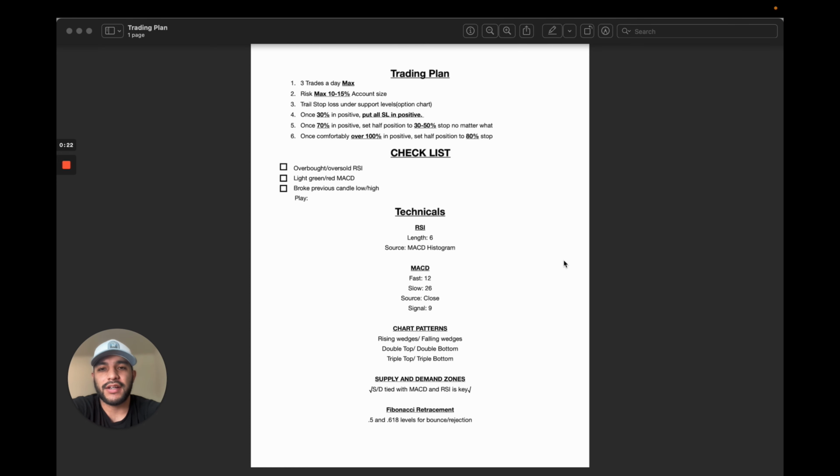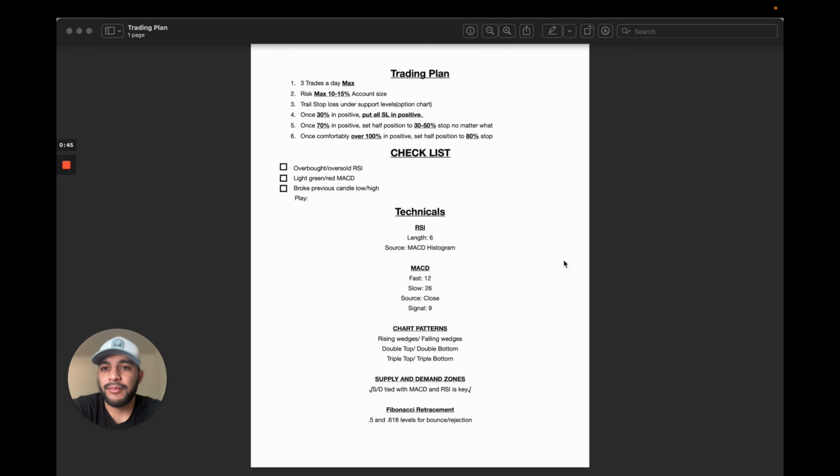3 trades a day max. I don't want to be in 20 different trades a day, just making my mind go crazy and being stressed throughout 8 hours of trying to be fully focused. 3 trades a day max, keeping it nice and easy, simple, sweet, and just keeping it real relaxed. 3 trades a day is all you really need. You only really need 1 win a day. And so that's rule number 1.